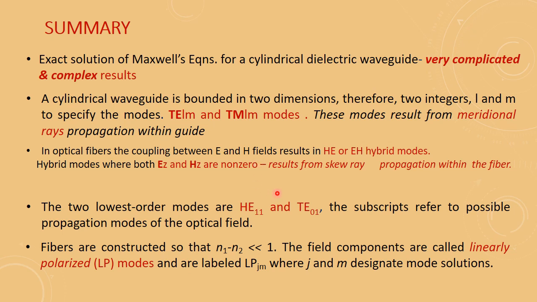In optical fibers, the coupling between E and H fields results in HE or EH hybrid modes. The hybrid modes are those where both Ez and Hz are non-zero, and they result from skew ray propagation within the fiber. The two lowest order modes are HE11 and TE01; the subscript refers to the possible propagation of modes in the optical field. And fibers are constructed so that N1 minus N2 is much less than 1. So the field components are called linearly polarized modes and are labeled LP_JM, where J and M designate mode solutions.